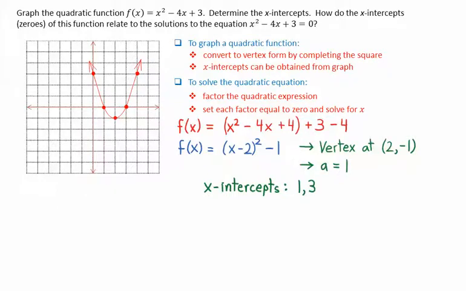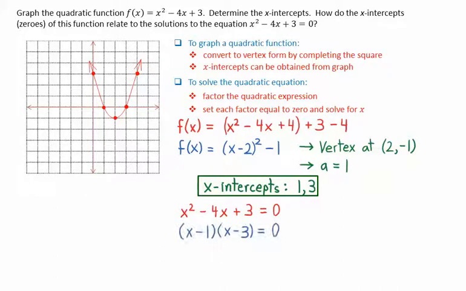We'll then look at the equation. X squared minus 4x plus 3 equals 0. Note here we can factor that quadratic expression, x squared minus 4x plus 3. We have to look for two numbers that multiply to give 3 and add to give negative 4. These numbers are negative 1 and negative 3. We then have the factors x minus 1 times x minus 3 equals 0. This means that x can be either 1 or 3.